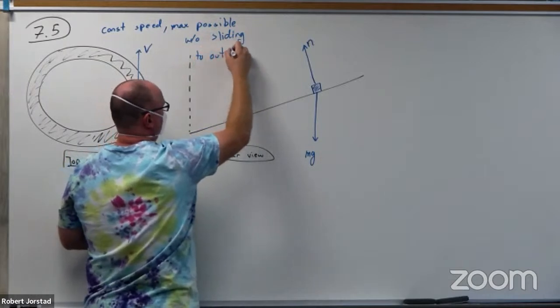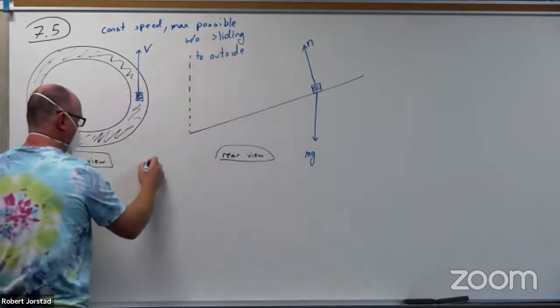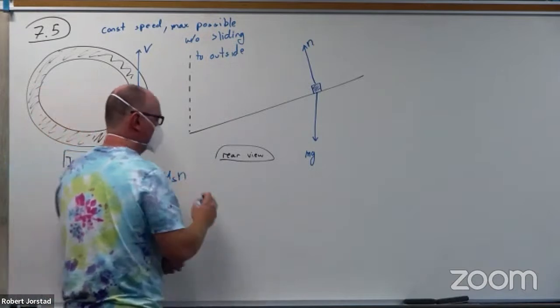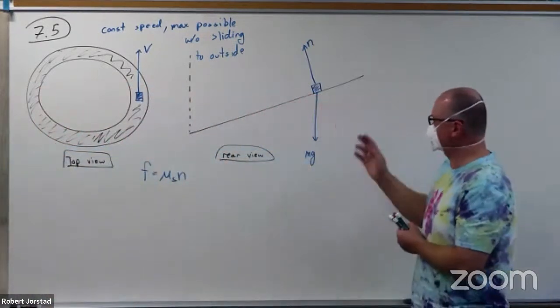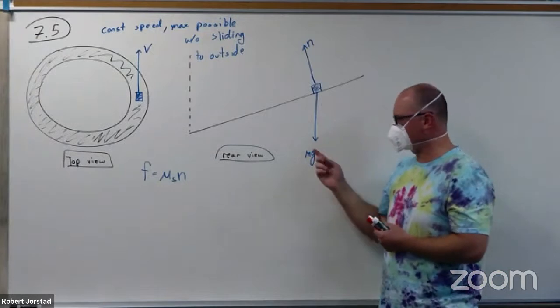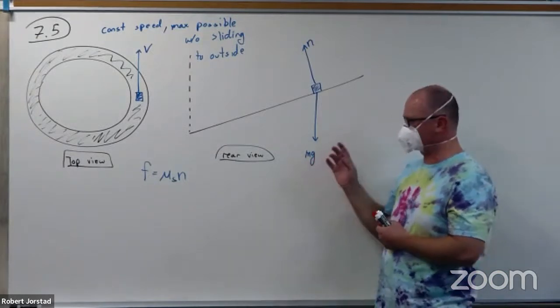It's on the verge of slipping, correct. So that tells me what? Static friction, N? Wait a minute. This car is going really fast. Should we be using static friction for a car that's going really fast?